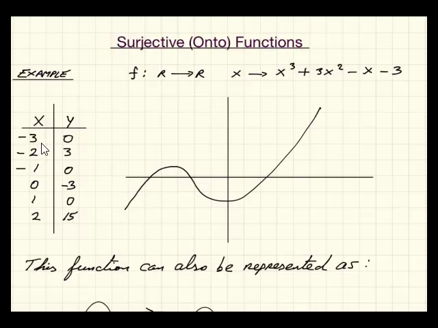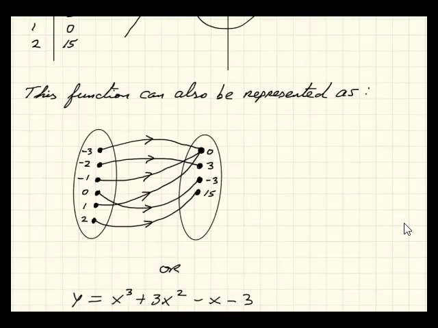For example, you can put in some values of x and get some values of y, plot them in a table, and then we can plot the corresponding graph. Of course, we can also show the same information in a mapping diagram from domain to codomain. Each value of x has a corresponding value of y over here. Or again, we can just write it simply as an equation. In this case, y equals x cubed plus 3x squared minus x minus 3.